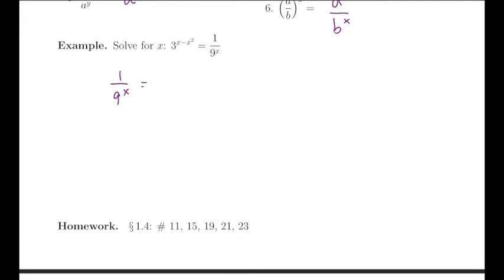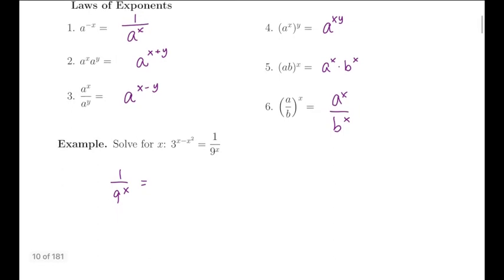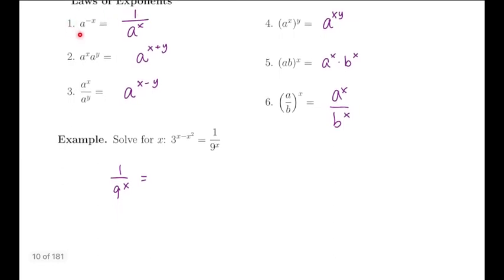So 1 over 9 to the x is equal to, well, first of all, I don't want this 1 over. I just want 3 to the power of something. So what I will do is look at the laws of exponents again, in particular this one here. So we have something like this. So let's go backwards. Let's write this as 9 to the negative x. So this looks better. We got rid of the fraction, but it's still not base 3. Well, 9 is 3 squared. So let's rewrite 9 as 3 squared.